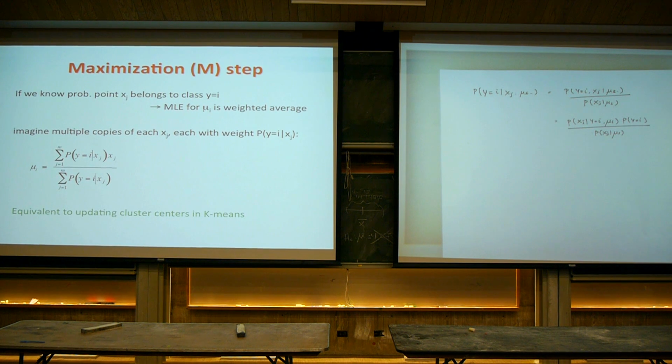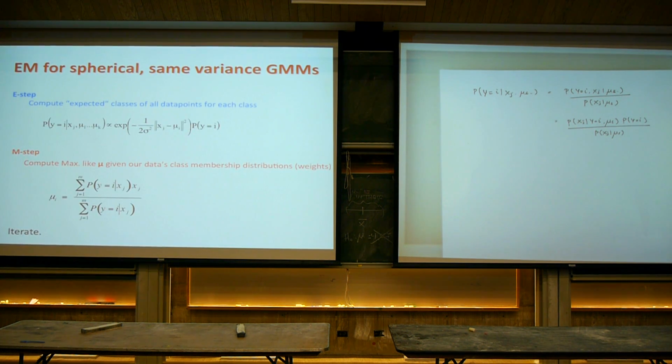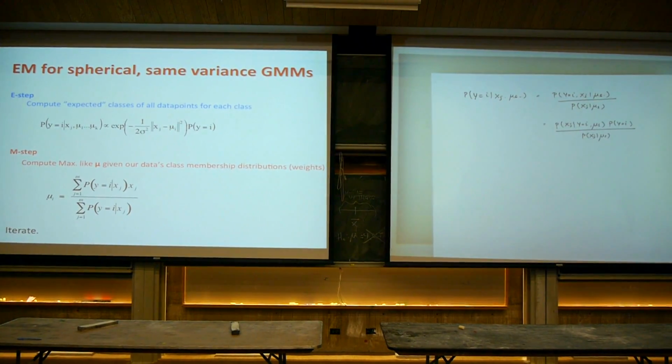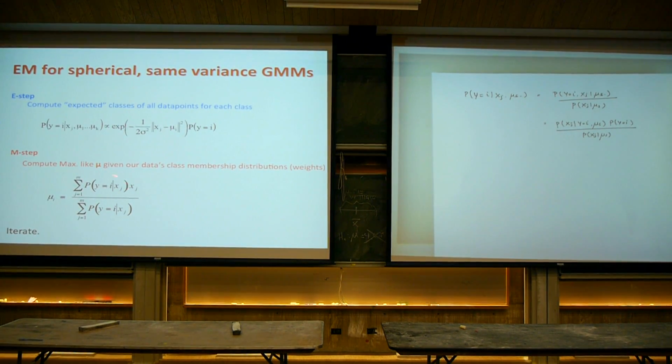All right, so as I said, it's equivalent to updating the cluster centers, and here's what the EM basically looks like for a spherical, same variance Gaussian mixture model. You initialize your parameters, the mu's in this case, to some value, you compute what the normal is, you also know the mixture proportions, and you normalize them to get these expected classes, or the probability that each point comes from a class. Then you compute the maximum likelihood of the parameters and update your cluster centers. And then you iterate between these two steps. Now you use these new mu's and compute this again.